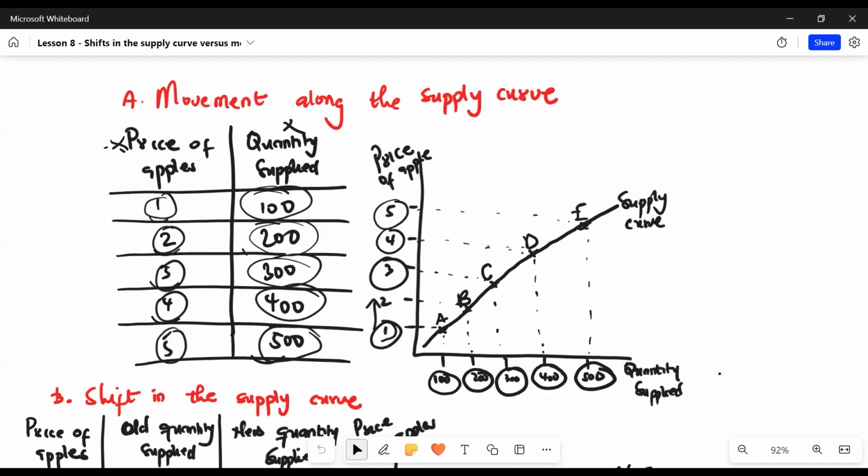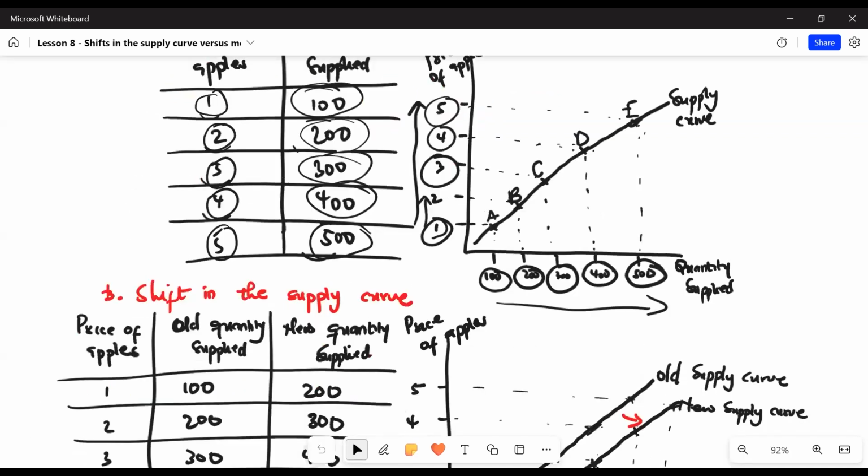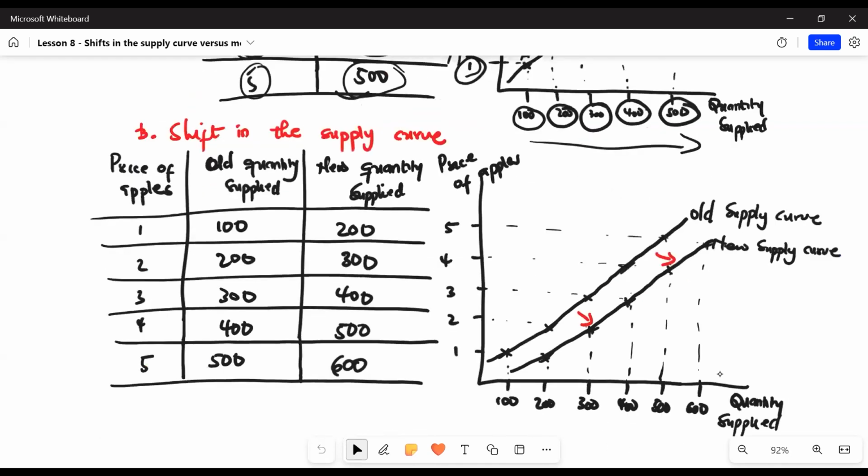This is what we mean by movement along the supply curve. It represents the fact that as price increases, quantity supplied increases, which is represented by a movement along this same supply curve from point A to B to C to D and to E. You notice that the supply curve itself hasn't shifted, but the changes in price induce a movement along the same curve.